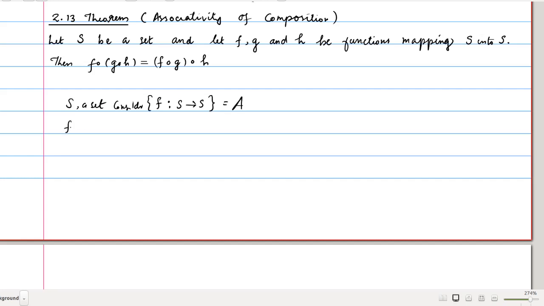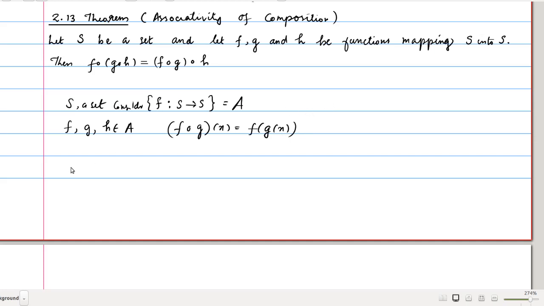So if we choose any three elements f, g, h belonging to A, then f composition g of x is defined as f of g of x. So this is again a function. If we denote this by some f1, then f1 is a function again from S to S. Now, within A, this composition is a binary operation.